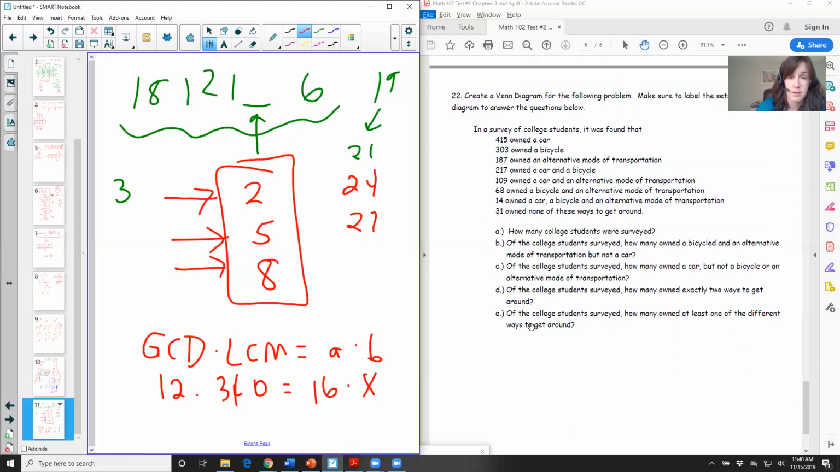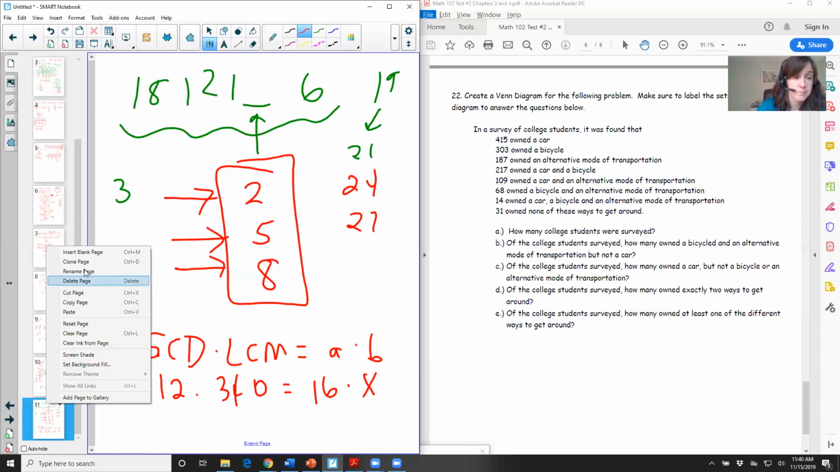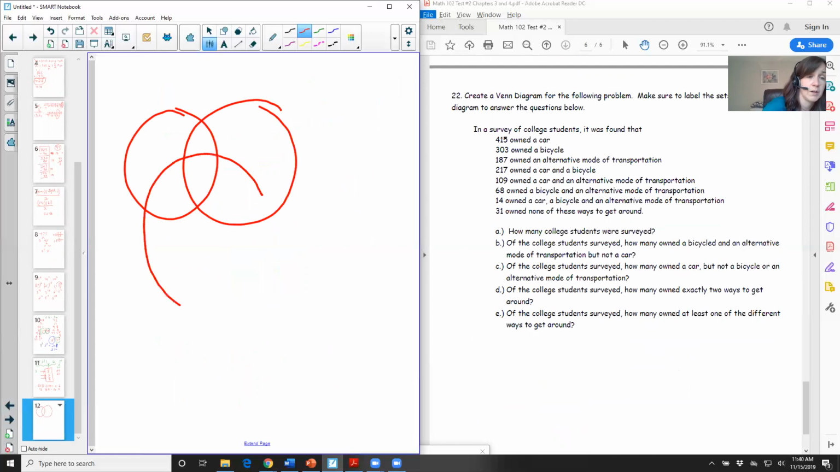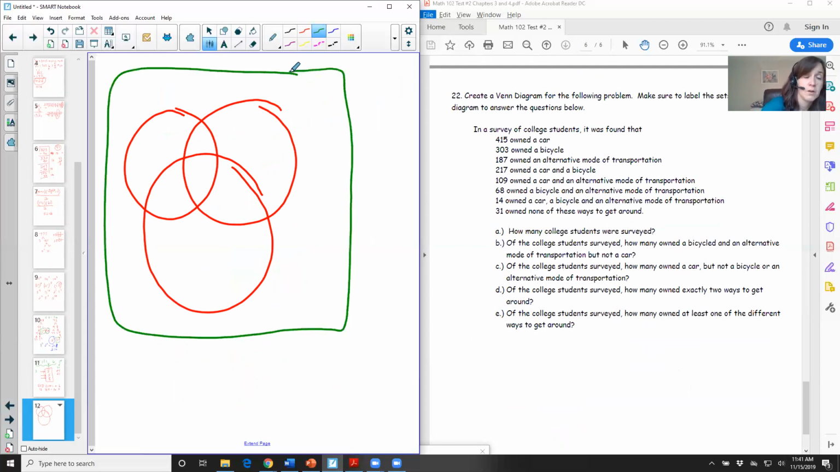All right, the Venn diagrams, absolutely killing us. Let's talk. So I have all of this information about these students in this Venn diagram. So I'm going to make my circles, and you're going to see what's going wrong here right away. Okay, I always start at the bottom. So we draw our square. 31 owned nothing. Okay, great.